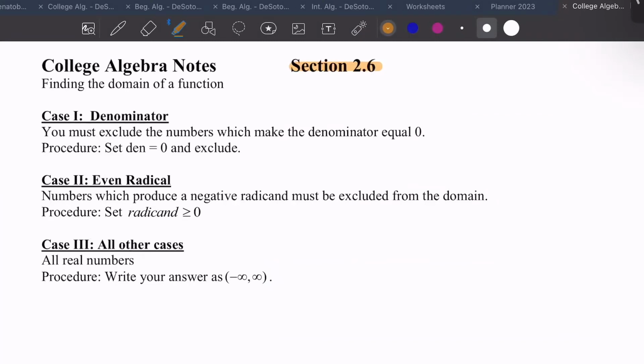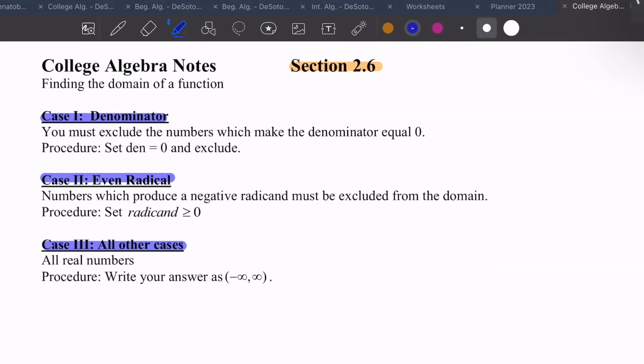All right, section 2.6 is about finding the domains of functions. Okay, we've talked about this a little bit, but now we're going to really go in depth with it. So you're going to have three cases, right? Three cases that are going to tell you about the domain of the function that you're given.